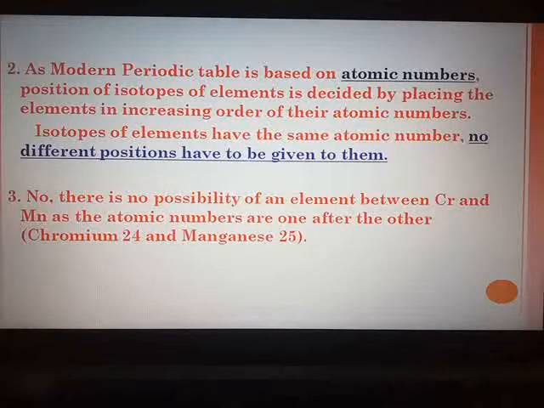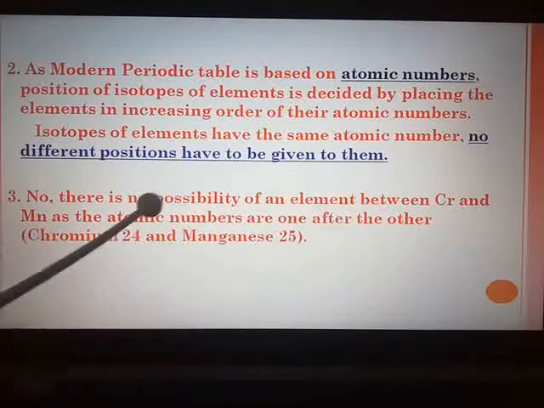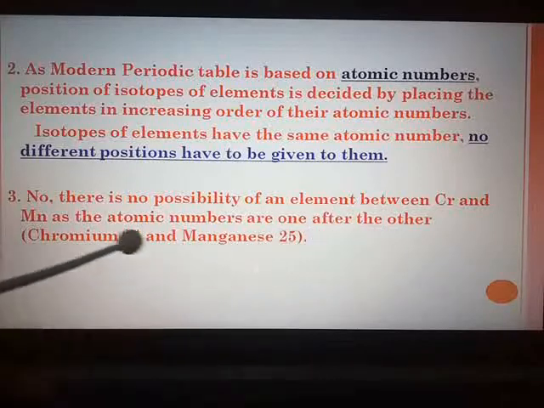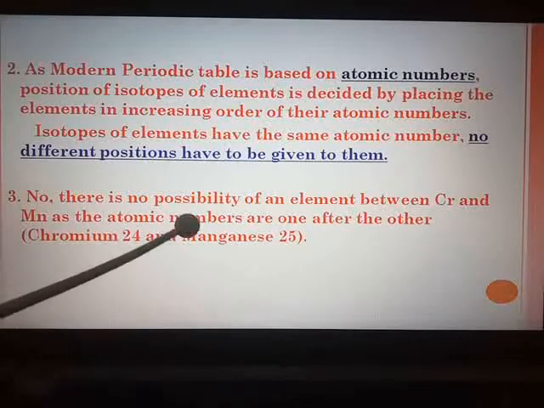Roll number 11 is allotted. Roll number 12 is allotted. Then if the numbers are in continuation, no number of the student will be there between 11 and 12. So there is no possibility of any element between chromium and manganese as the atomic numbers are one after the other. Chromium 24, manganese 25.